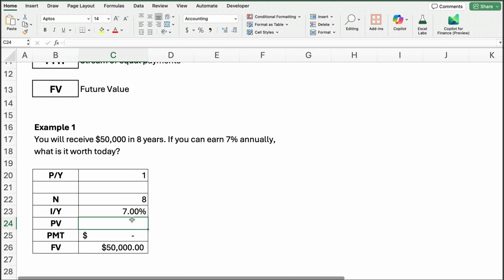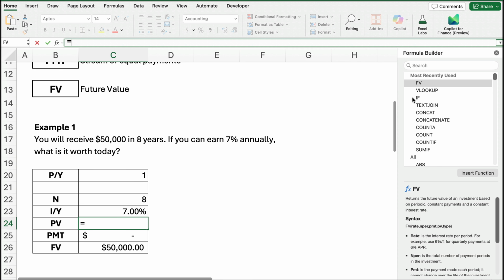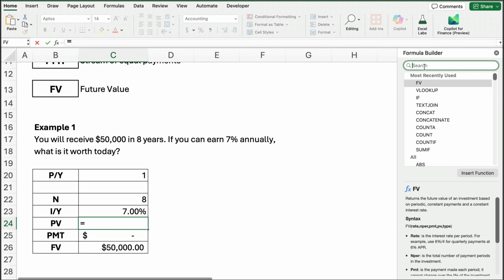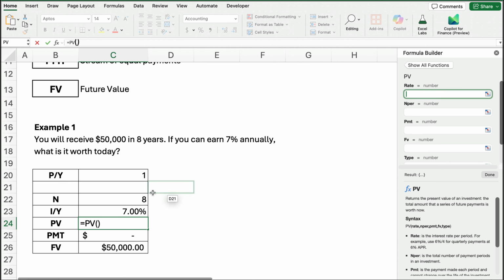Let's check the work, check our math using Excel. So I'm going to do, this is present value. I'm going to search for it so we can verify what we have. So the rate is the 7%. Now on Excel, I need to convert it to a periodic rate.